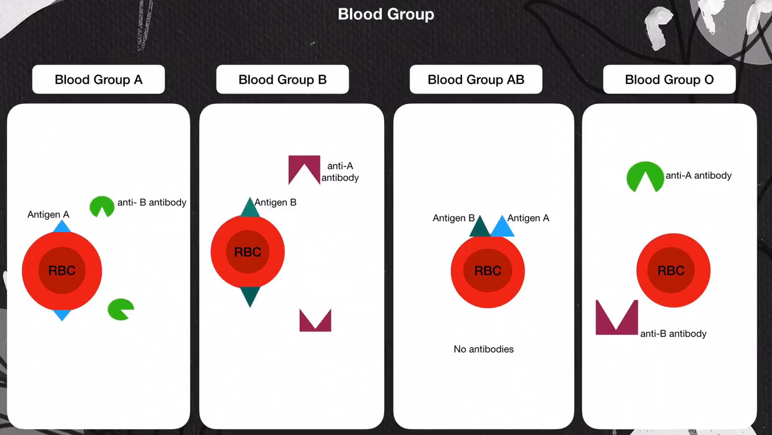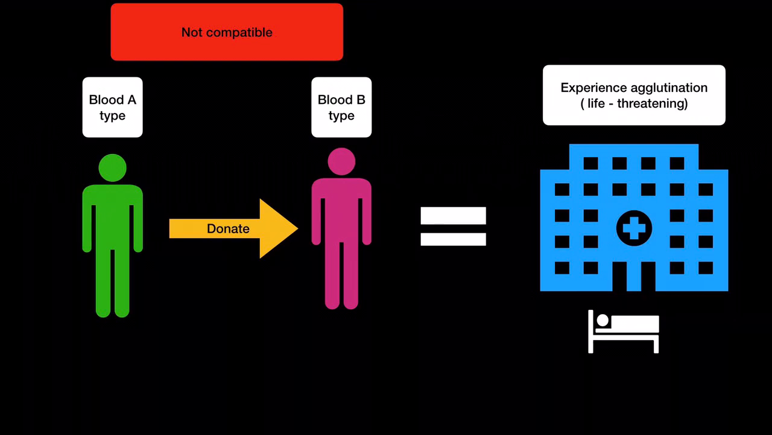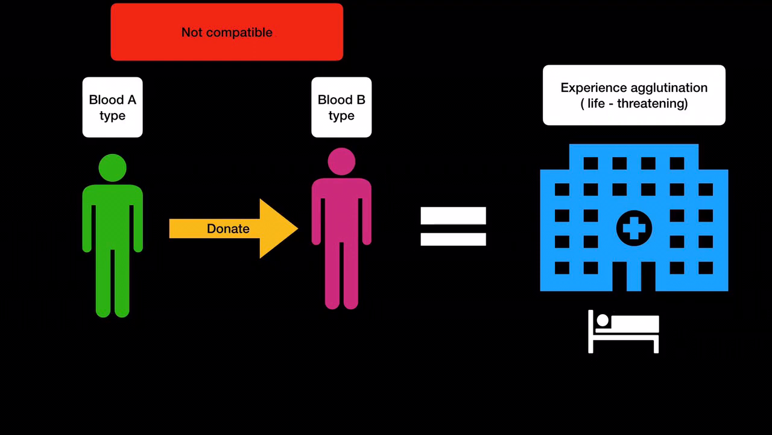This is because the recipient has antibodies in the blood serum that can act against the antigen on the red blood cells of the donor. If the blood group of both the donor and receiver is not compatible, the red blood cells of the recipient will experience agglutination.